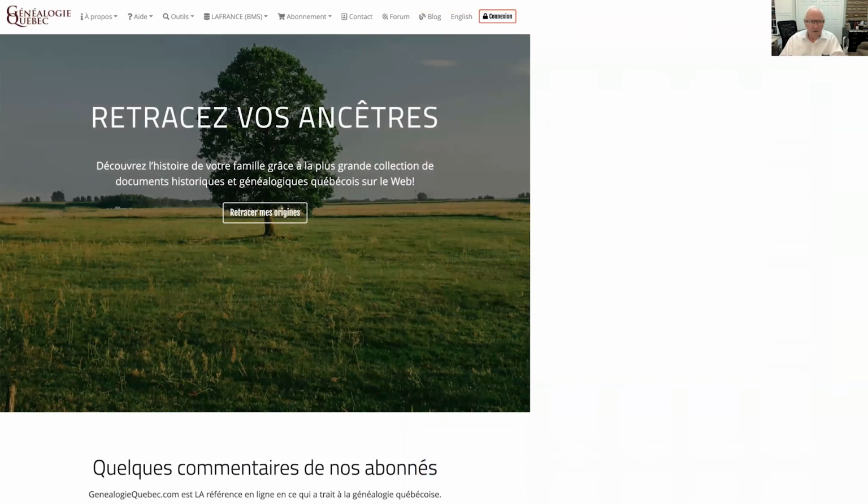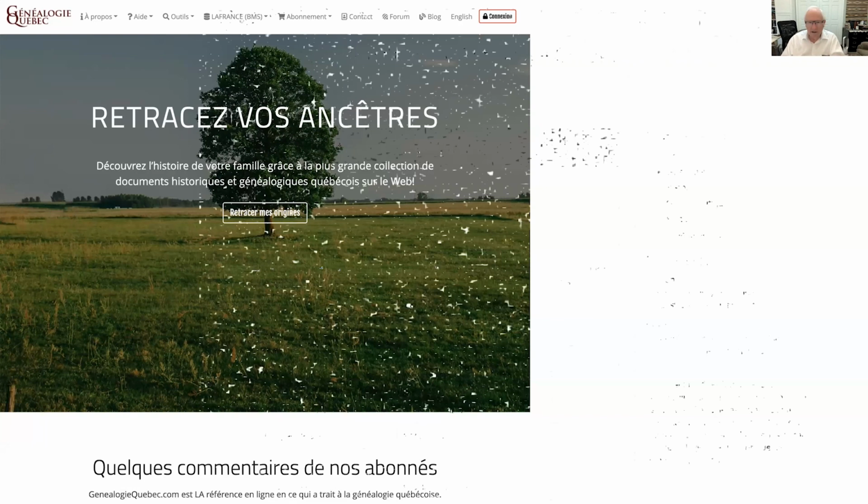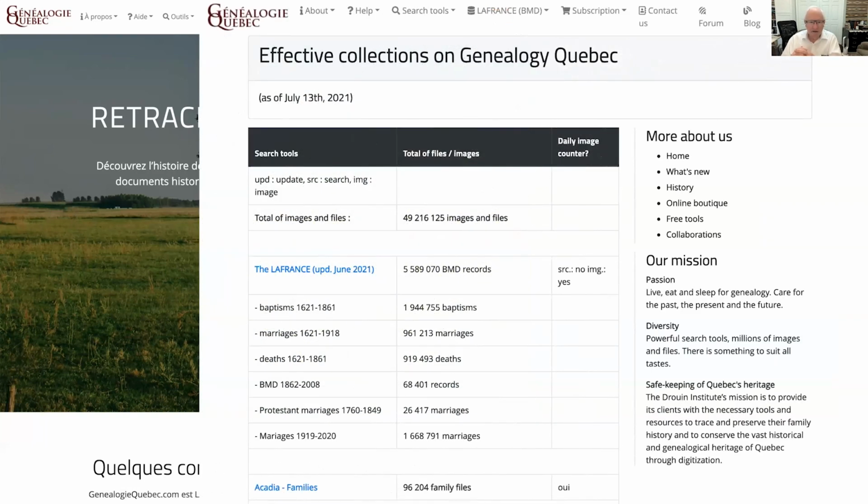This is the Genealogy of Quebec, which is another website with family history and information about the French speaking Quebec population and their ancestors. It's another one of the resources that comes along with American Ancestors. So here's some idea of the number of records: baptisms back to 1621 and back to 1862, and Protestant and Catholic marriages and things.